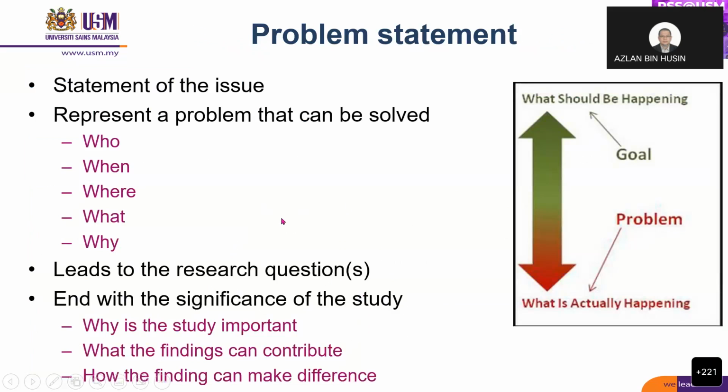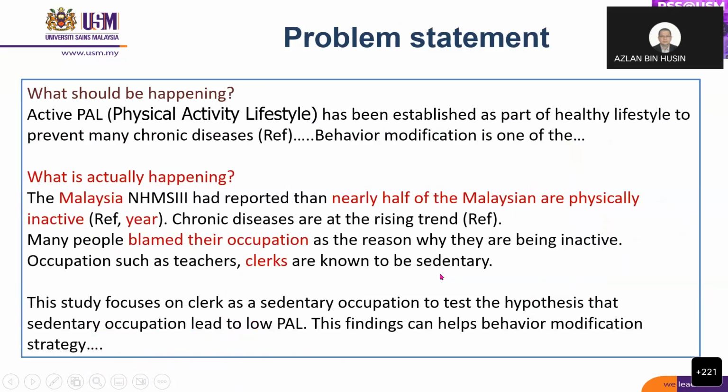And then you talk about the problem statement. What are the issues, according to priorities, involving what category of person, when the problem arises, where is the area you want to focus on, and so on. This leads to the research question and later on forming your objective. So in the end, the significance of the study can be properly derived: why the study is important, the findings that can possibly be contributed by your research, and how it makes a difference to the community at large.